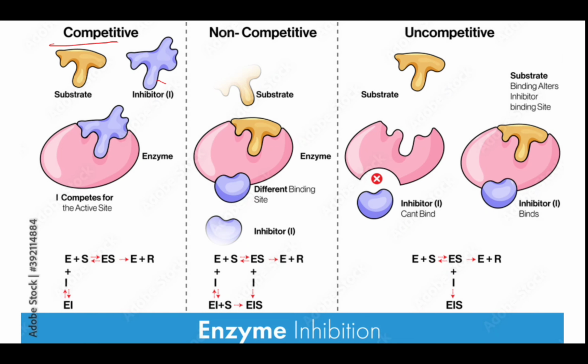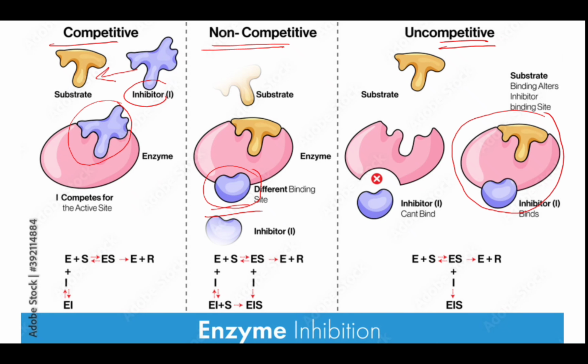Competitive inhibition: the inhibitor binds to the active site of the enzyme and it is structurally similar. It is called a substrate analog and it is reversible. Non-competitive inhibition: the inhibitor binds to a different binding site. It is not structurally similar, it is not a substrate analog, and it is irreversible. Uncompetitive inhibition: the inhibitor binds to the enzyme-substrate complex. It doesn't bind to the individual enzyme. It is not structurally similar and it is also irreversible.